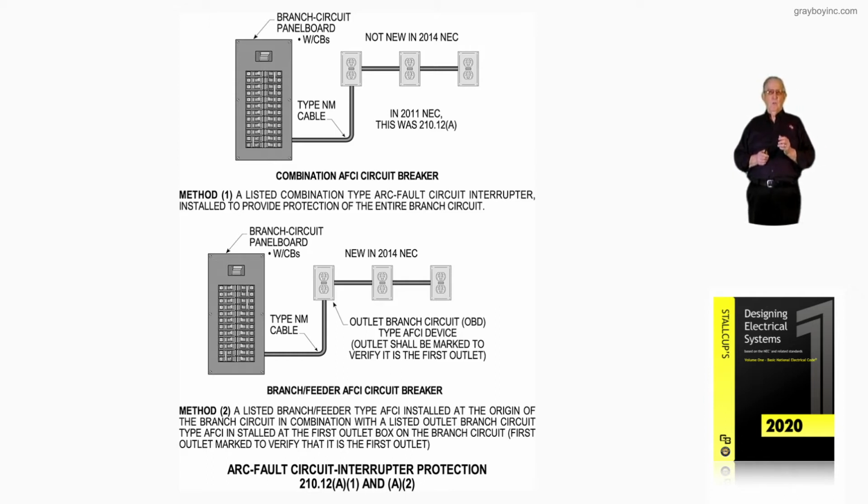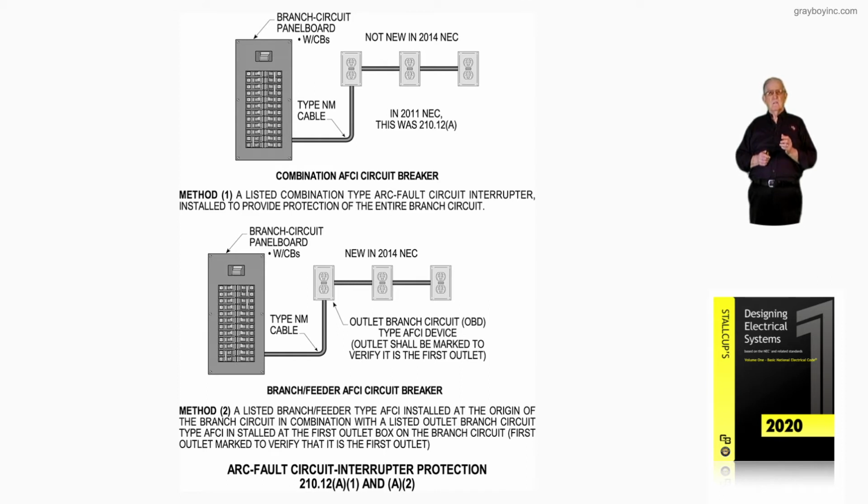And notice we could take a type NM cable and run it, or say we could take an AC cable or MC cable, either one, and we could use a combination circuit breaker in the panel board that we just talked about, route it to the receptacles that you see and protect those using that combination circuit breaker that has short circuit, ground fault, overload, and AFCI characteristics.